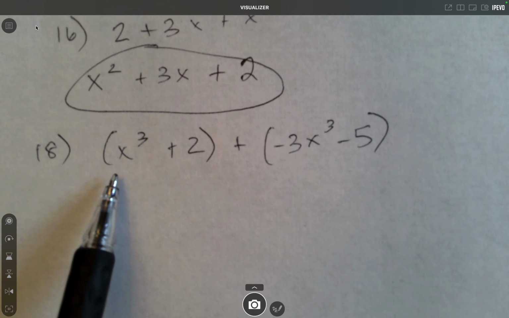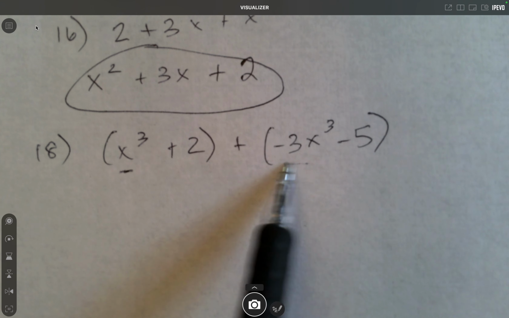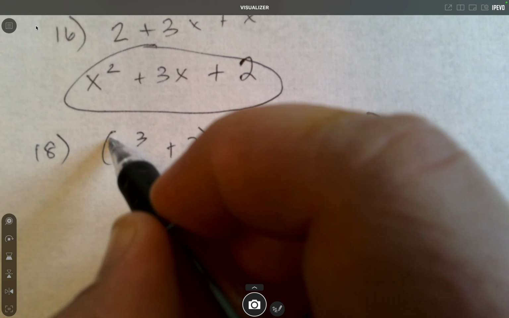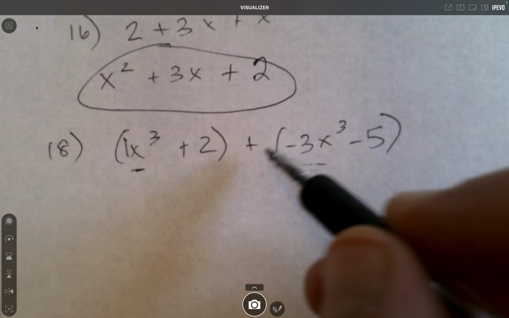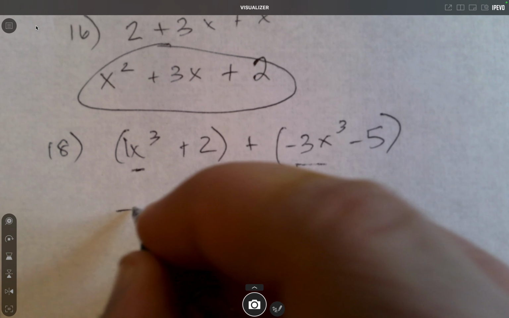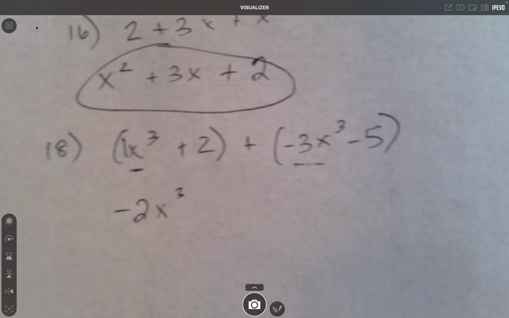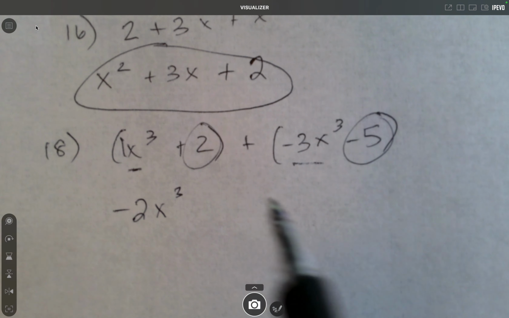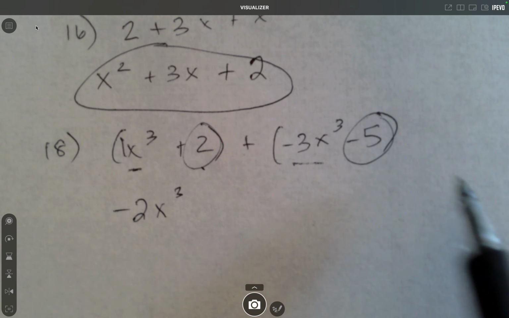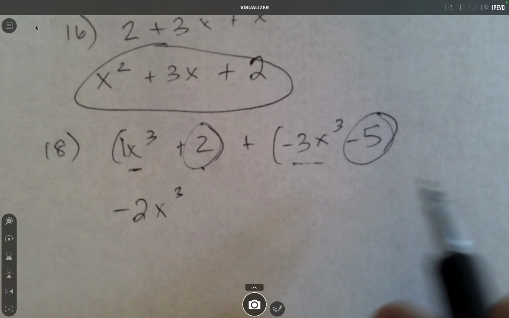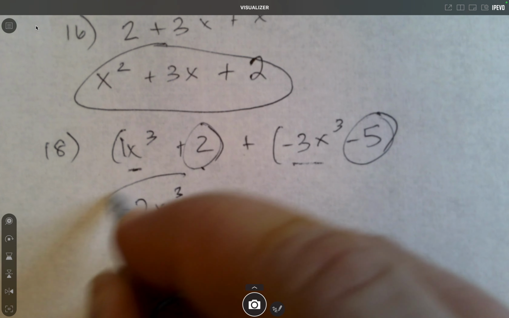So we look for like terms. This is a like term and this is a like term because they both have x cubed. This is 1x cubed plus negative 3x cubed. 1 plus negative 3 is negative 2x cubed. Then these are like terms. 2 plus negative 5. And they're like terms because they have no variables at all. They're constants. 2 plus negative 5 is negative 3.